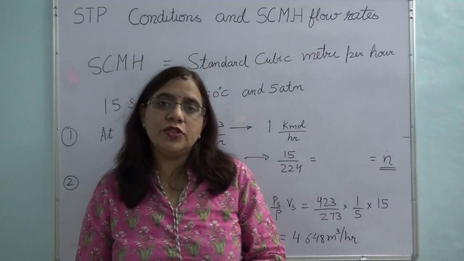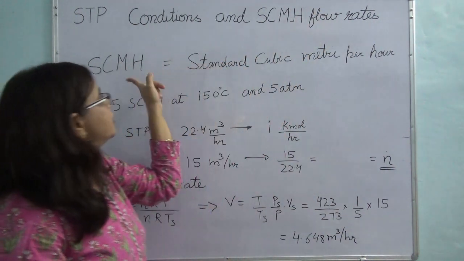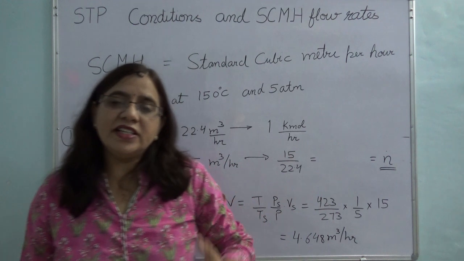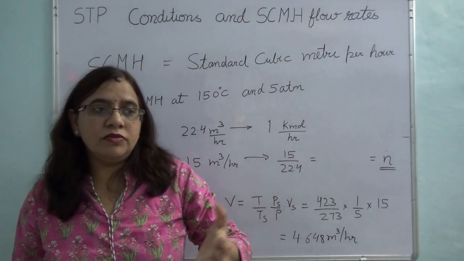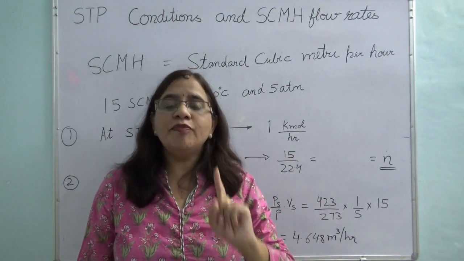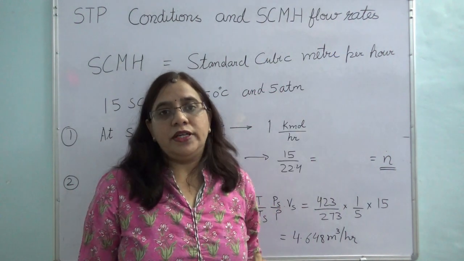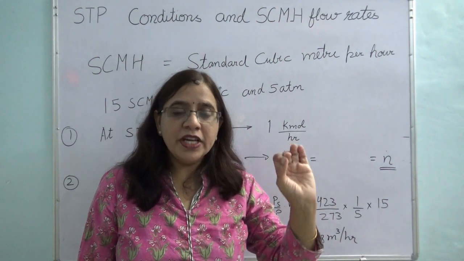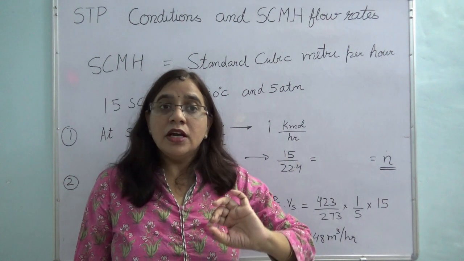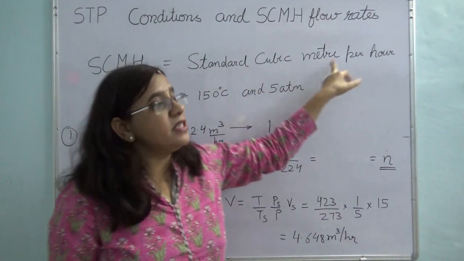Okay, so next we are going to study what we mean by SCMH flow rates. SCMH stands for standard cubic meter per hour. Okay, so often in industries the flow rates are measured at standard conditions. So all the flow meters have been calibrated to give you SCMH values. These are not actual flow rates. These are the flow rates if you bring your process gas from process condition to standard conditions. Then the flow rate which it will have is your standard cubic meter per hour flow rate.